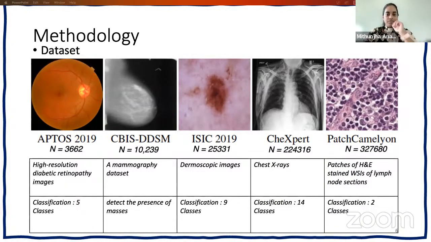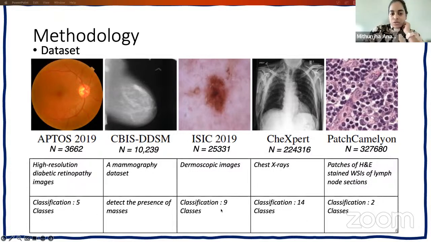Now we'll move into the details of the paper I'm planning to present today. Here they have used a range of data sets. Here you can see a retinal fundus data set of high resolution diabetic retinopathy images. The size is 3,662. And there is mammography, where you can see the size is increasing. And there are different data sets: mammography, dermoscopy images, chest X-ray, and patches of H&E stained whole slide images of lymph node sections.